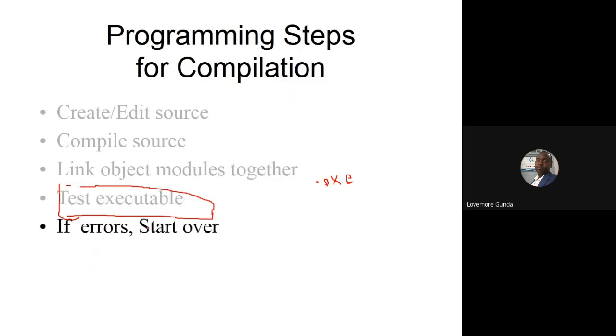Then if there are errors, you start over again, you edit your source, compile again, and come back. So the process whereby you are now removing the errors and the like, that's where we talk about debugging your program. So that's how you compile.